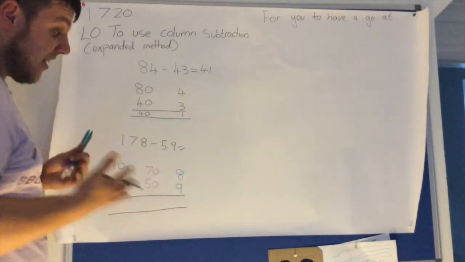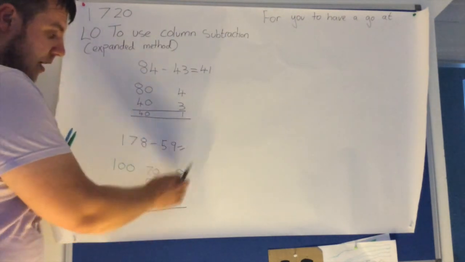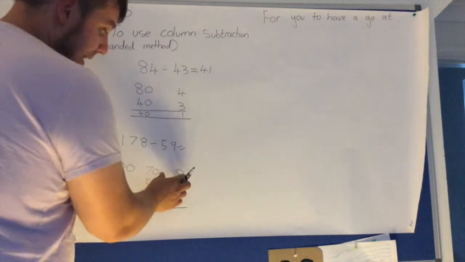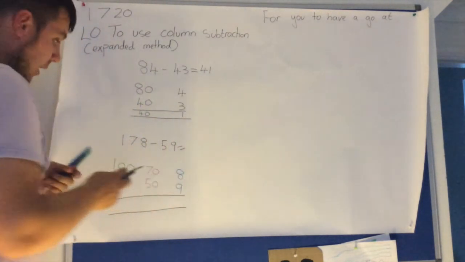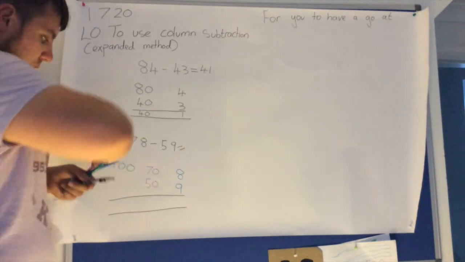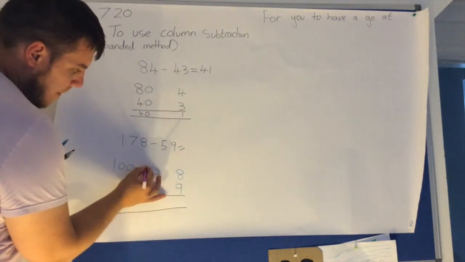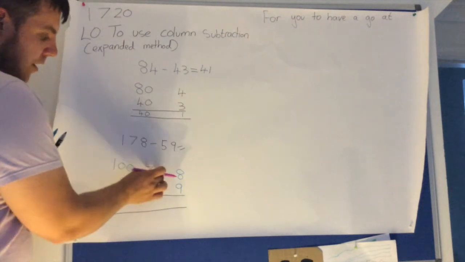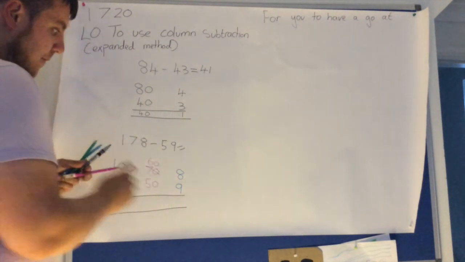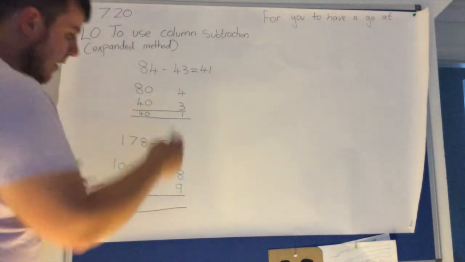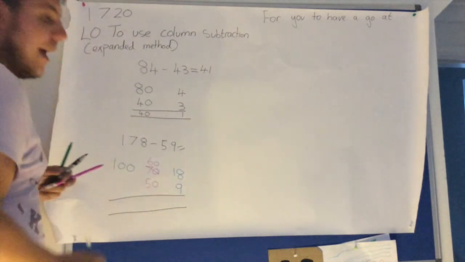8 take away 9, I can't do it. I can't go into negative numbers. If my number on the top of the calculation is smaller than the number on the bottom, I can't take that away. I can't do 8 take away 9. So what I'm going to have to do is be a bit cheeky, and go across here, and steal 10. So that 70 will become 60. Now I've got a 10 onto 8, it's going to become 18.